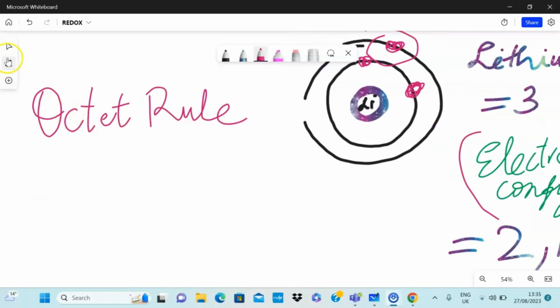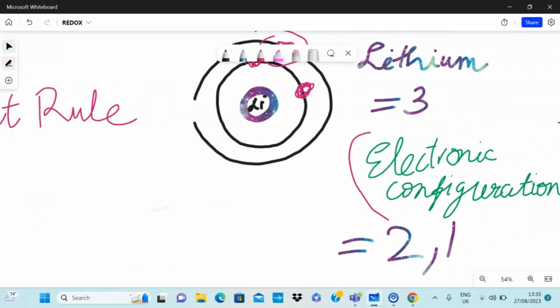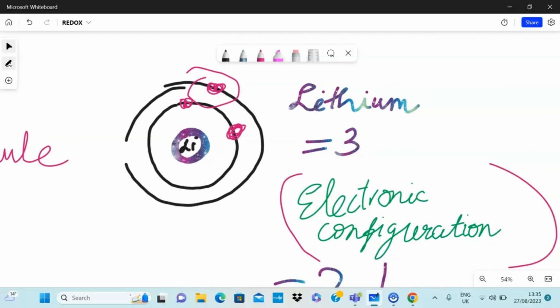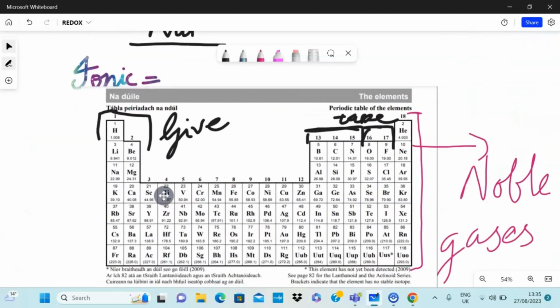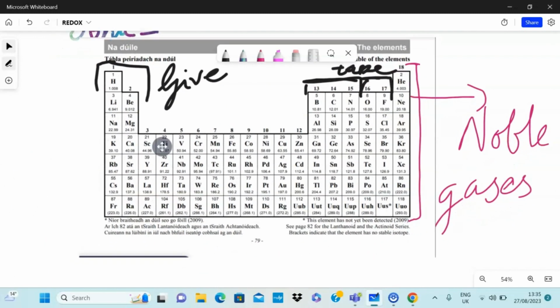So according to the octet rule, the atom will either gain or lose electrons to become stable. So in this case, it would be so much easier for lithium to just get rid of this one little electron at the end and become a nice stable lithium ion, rather than to gain 7 electrons, because that would take a lot of energy and effort. They're just like human beings, they just want to be lazy and get it over with.